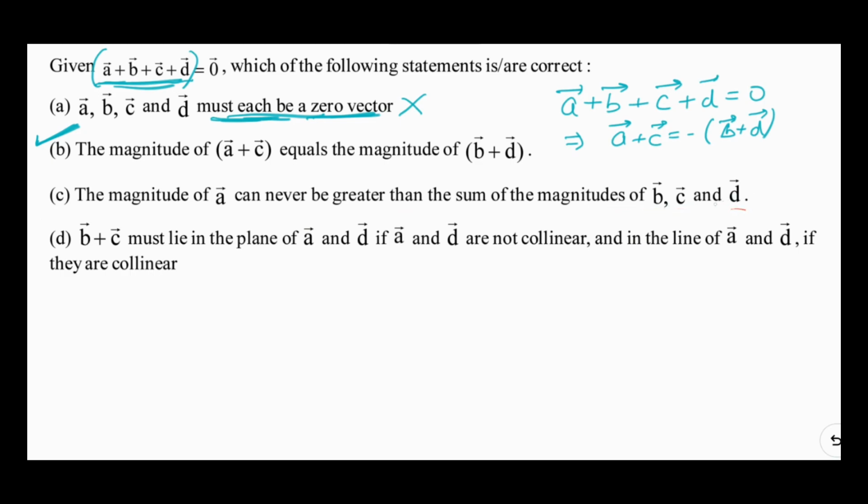Next, the magnitude of a vector can never be greater than the sum of the magnitudes of b, c and d. Now, I can write the given equation as a vector is minus of b plus c plus d. So if the sum of a, b, c, d is 0, it means a vector can be written as minus of b plus c plus d.